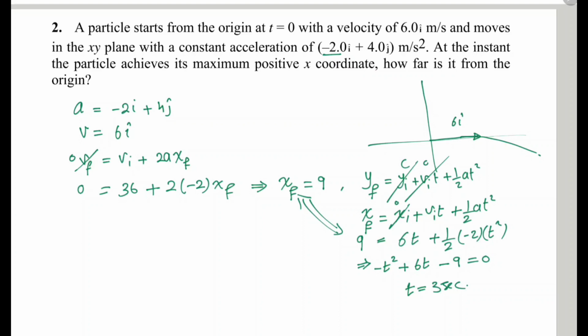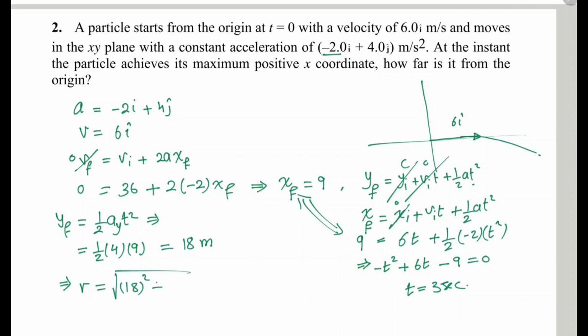Now back to this equation here, y final equals half a_y t squared. You substitute t equals 3 and a equals plus 4, so it's equal to half times 4 times 9, or equal to 18 meters. So the position here is equal to the square root of 18 squared plus 9 squared, or equal to 20 meters.